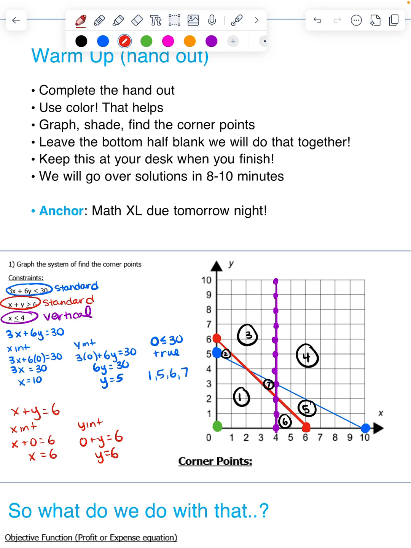Now I'm going to do the same thing down here with the red. 0 plus 0 is greater than or equal to 6. 0 is not greater than or equal to 6. So I'm looking at the red line.